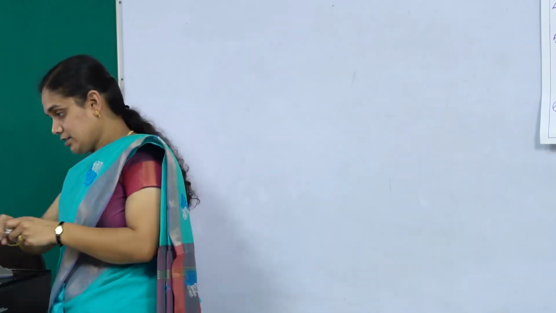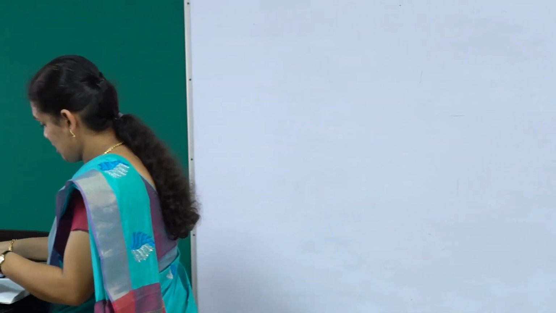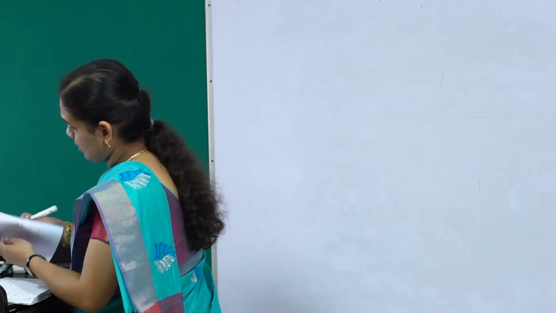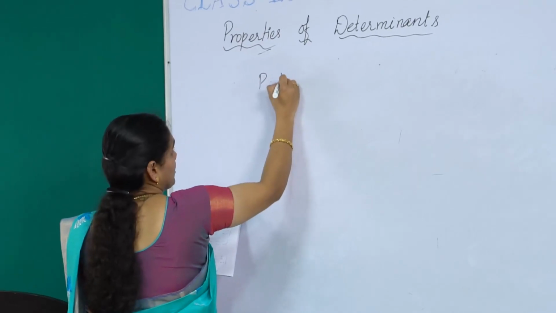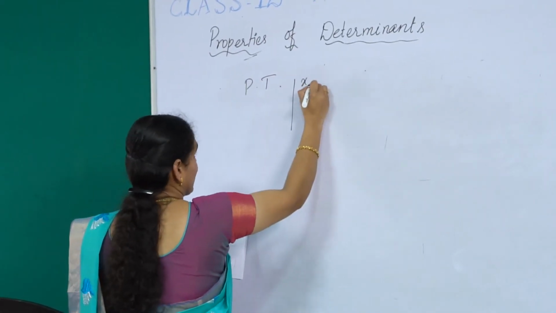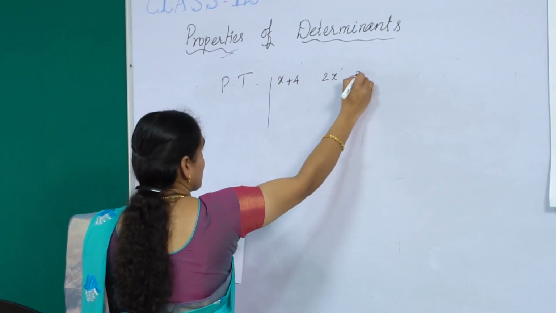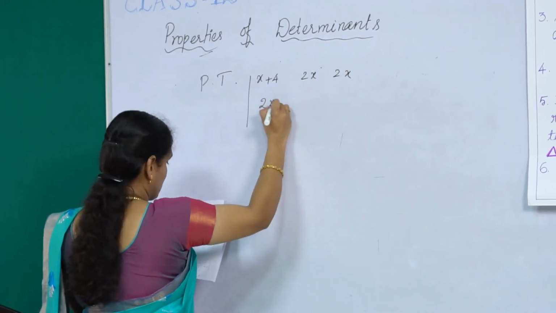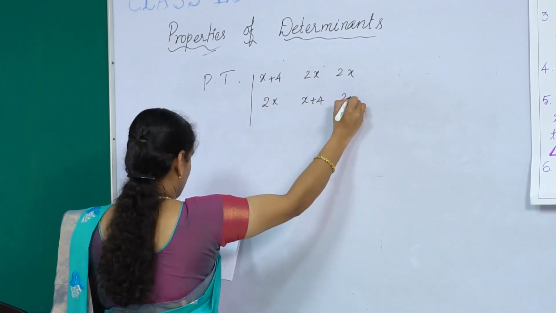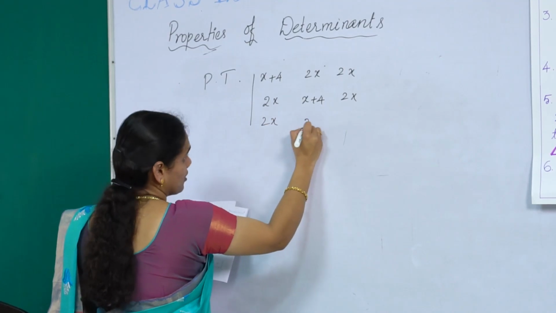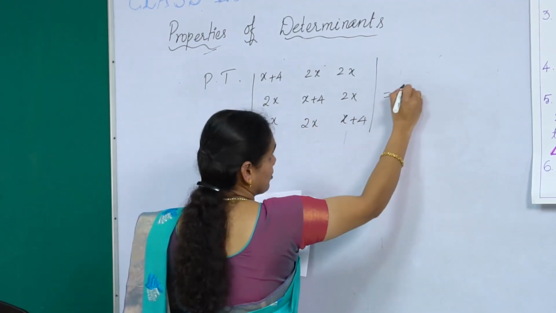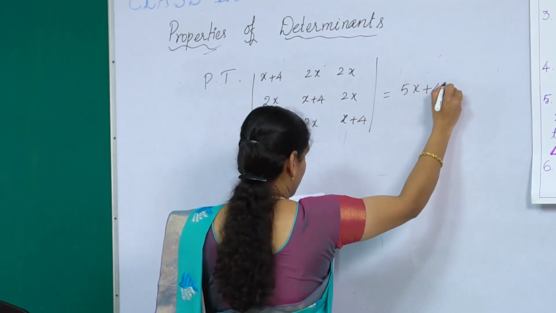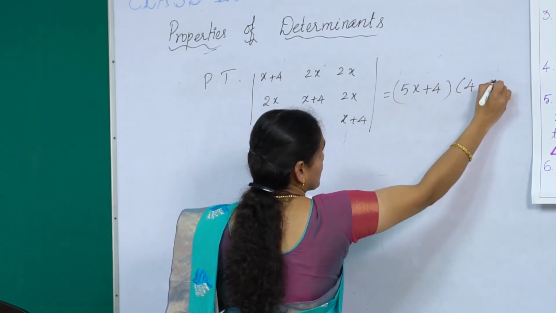And then one last problem. Hope we will get time to finish this. Prove that the determinant of x plus 4, 2x, 2x, 2x, x plus 4, 2x, 2x, 2x, x plus 4 is equal to 5x plus 4 into 4 minus x whole square.